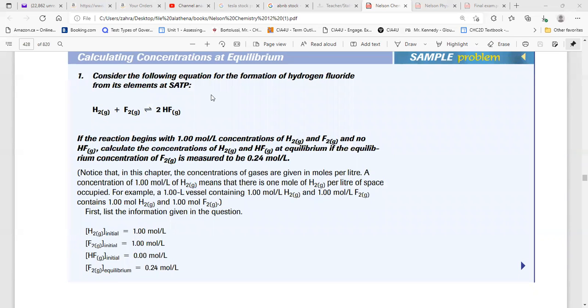Consider the following equation for the formation of hydrogen fluoride: H2 plus F2 gives you 2HF. This is a two-way reaction. If the reaction begins with 1 mole per liter concentration of H2 and F2, so both are 1 mole per liter, calculate the concentration of H2 and HF at equilibrium if the equilibrium concentration of F2 is 0.24.